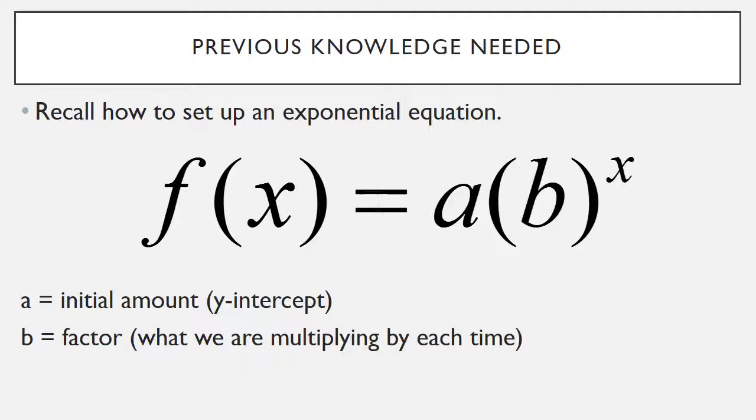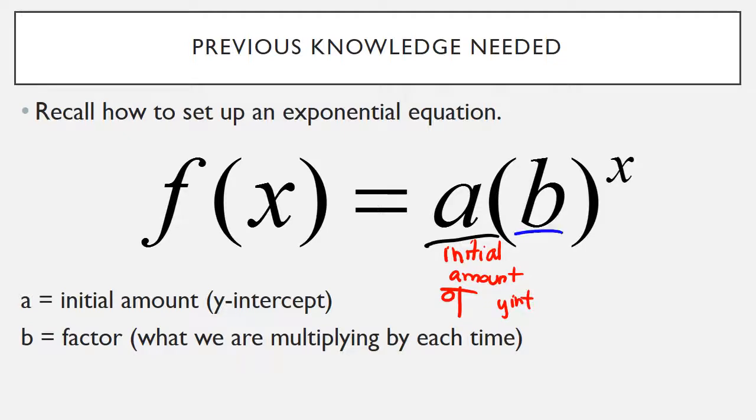Some previous knowledge needed. So you already understand what an exponential equation is. We've talked about this when writing exponentials. And what that includes is the value out front is our initial amount. So when we were given a set of points or a table, this was our zero amount on our table, or it was considered our y-intercept.